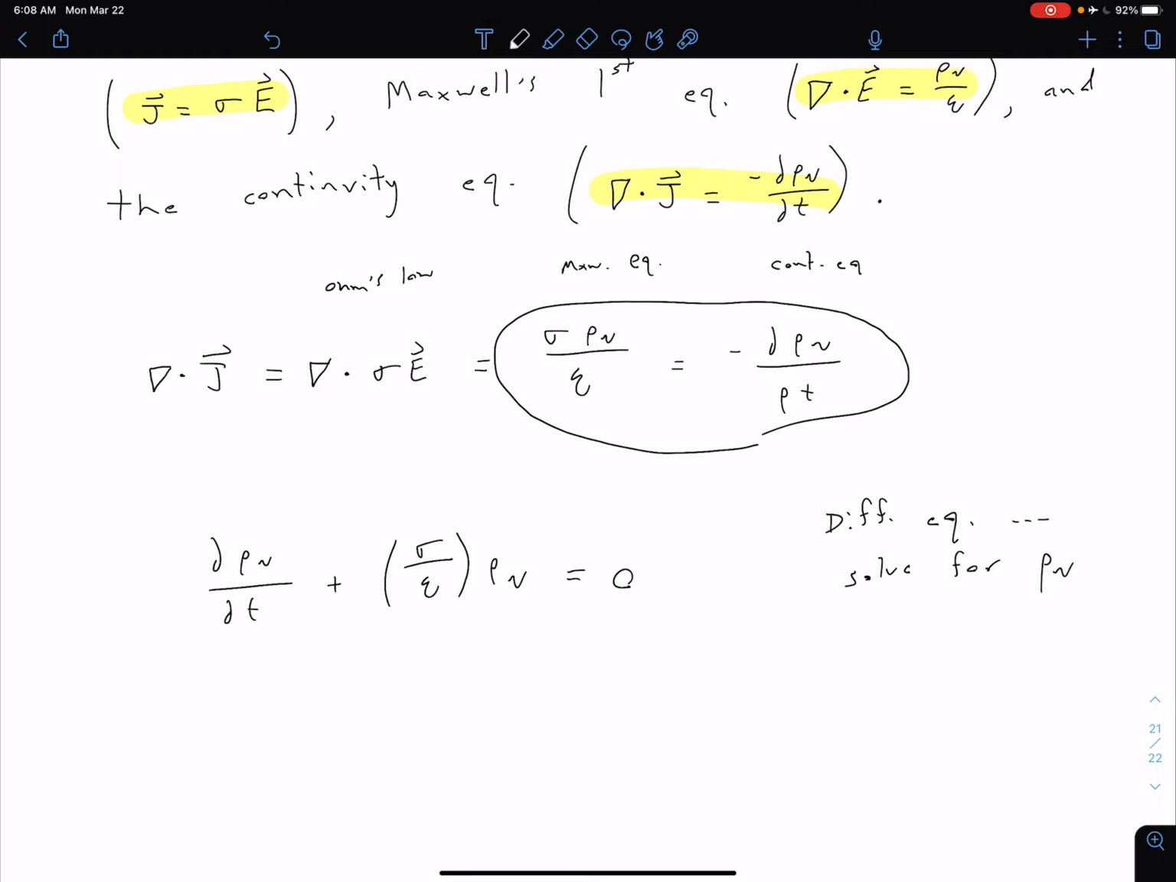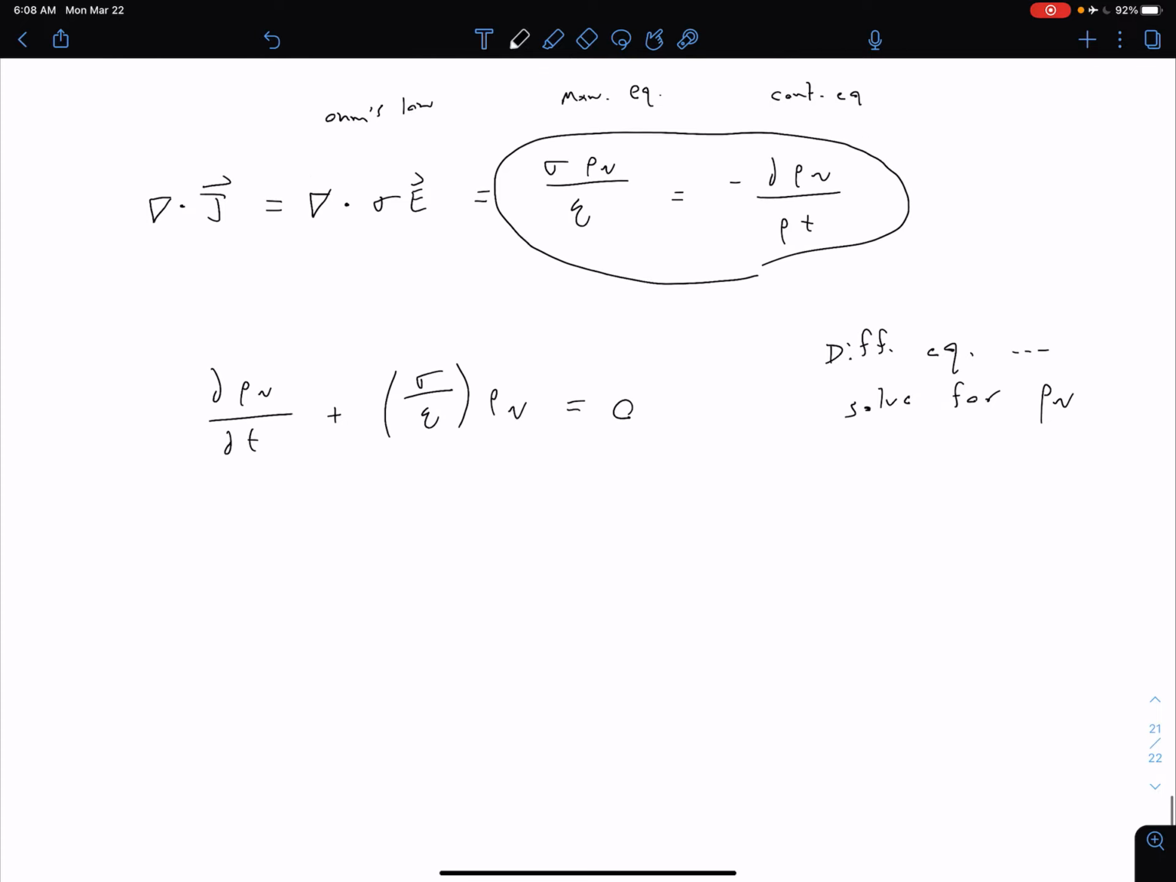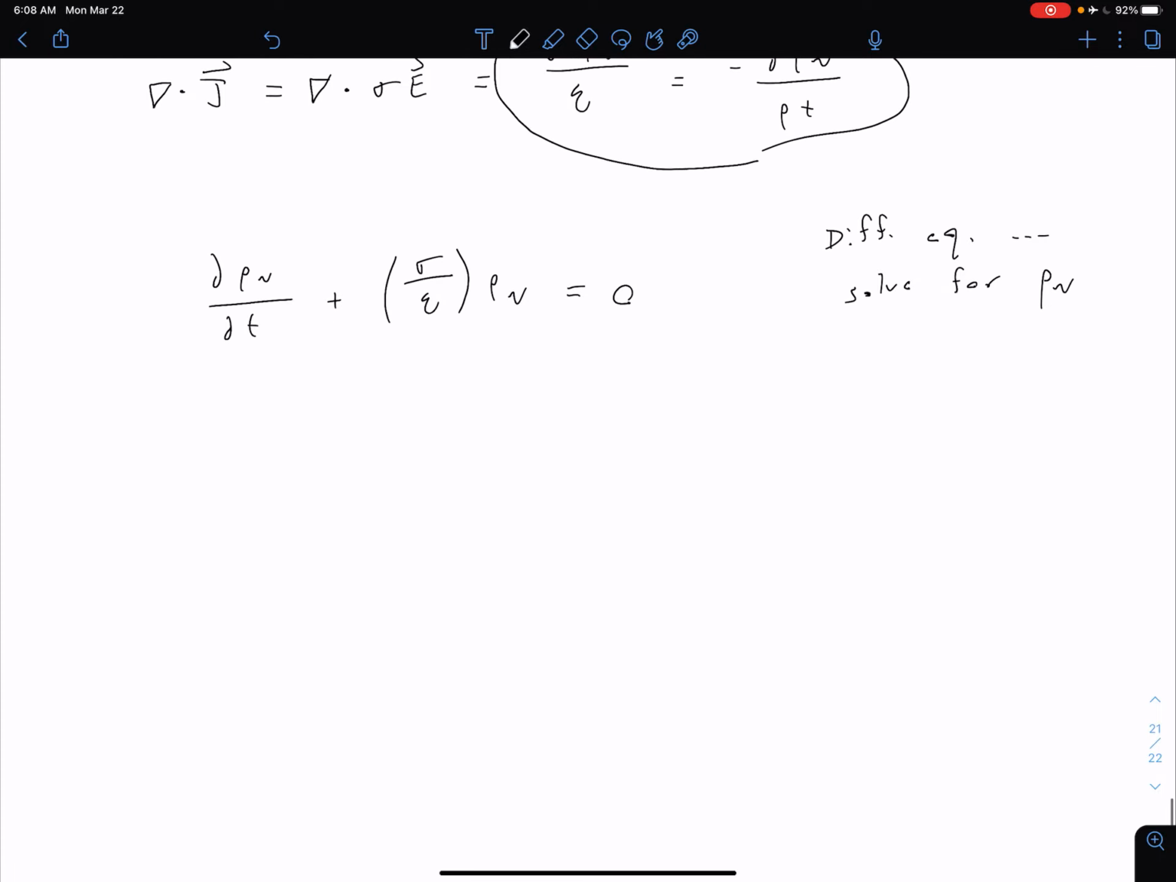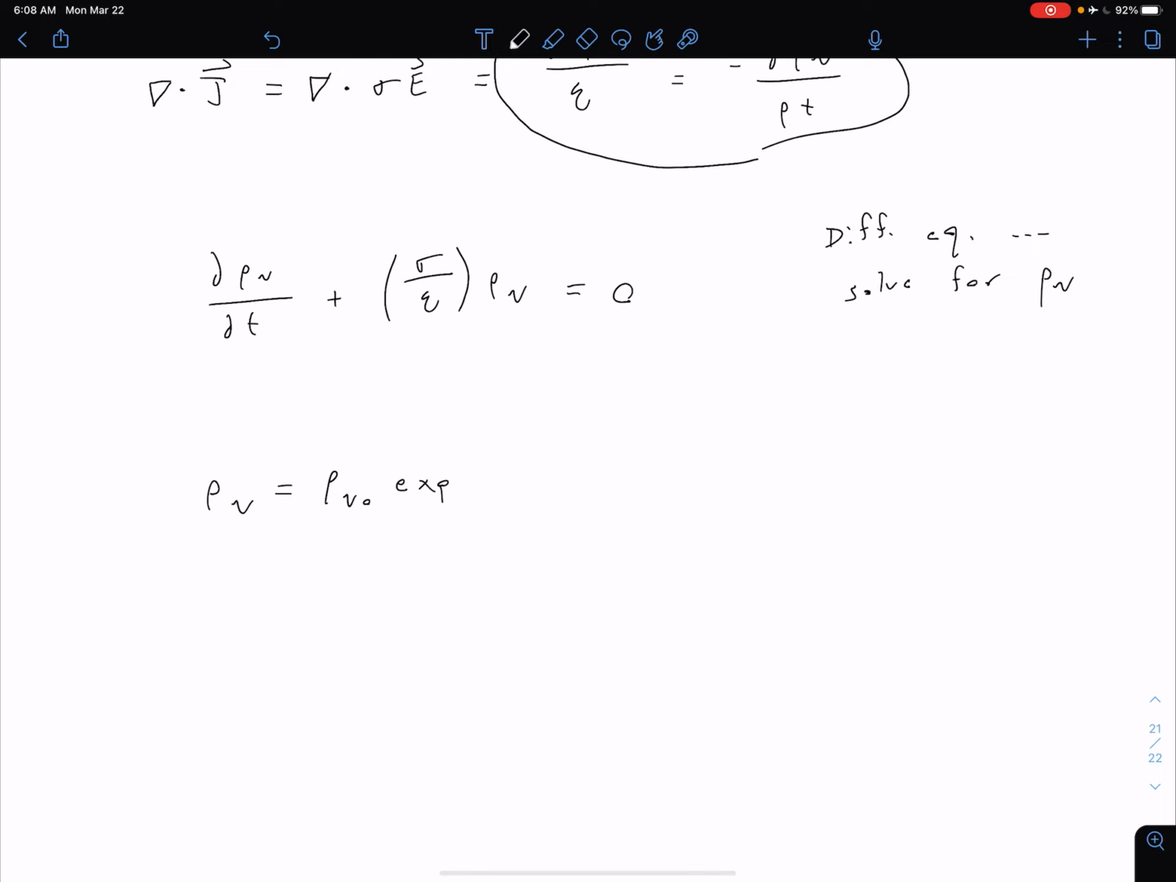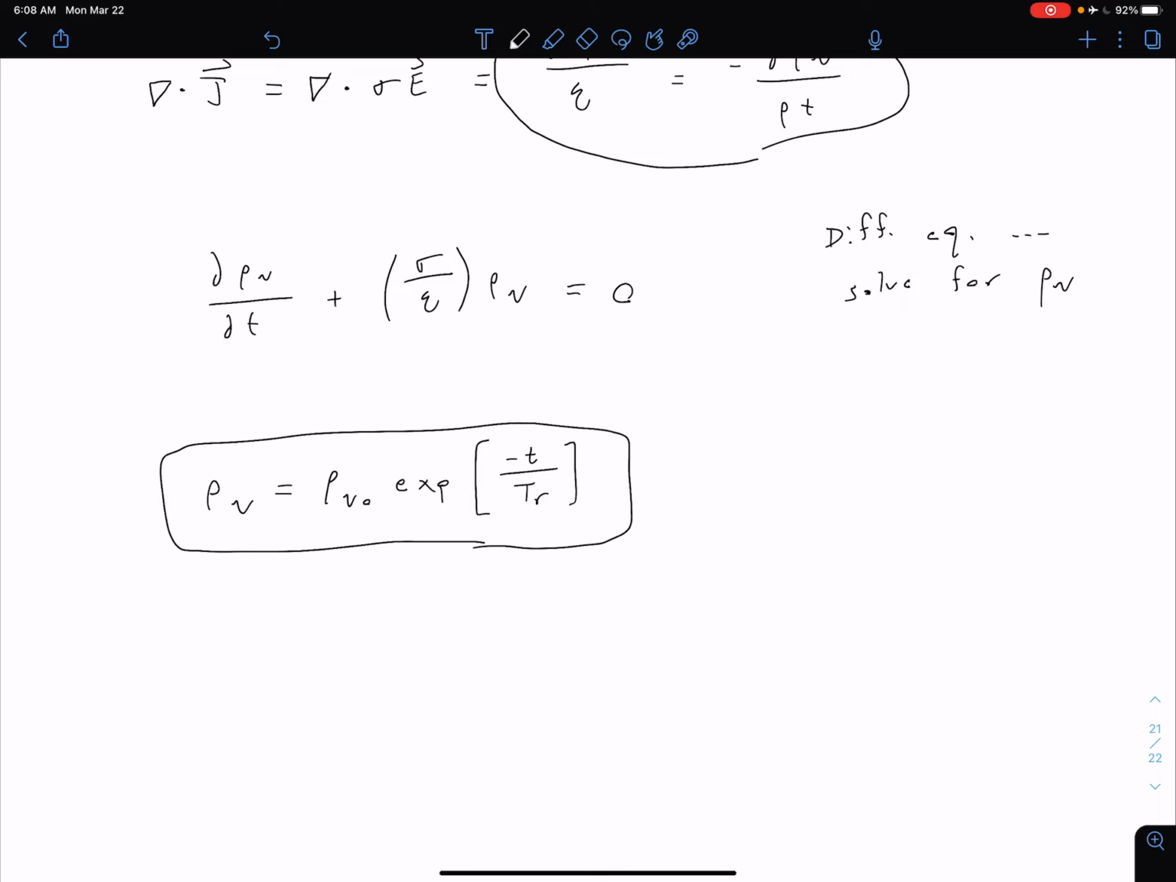as you know from previous classes, we would expect the solution to this to be in the form of an exponential. What we get then is that our volume charge density rho V is equal to rho V naught times the exponential of negative T over capital T R. That's going to be our expression for our volume charge density as a function of time.